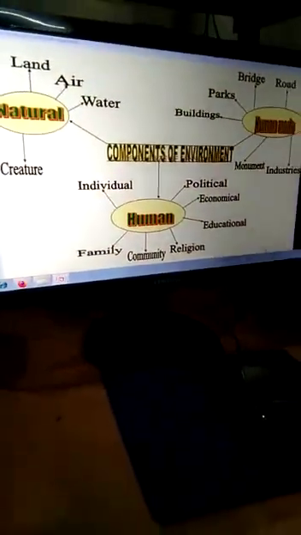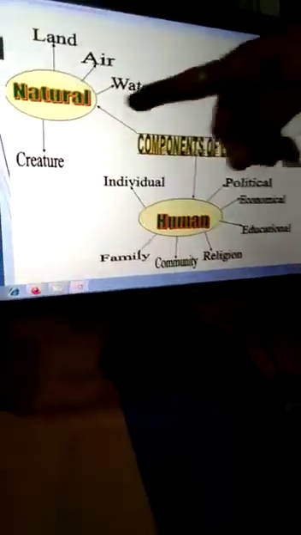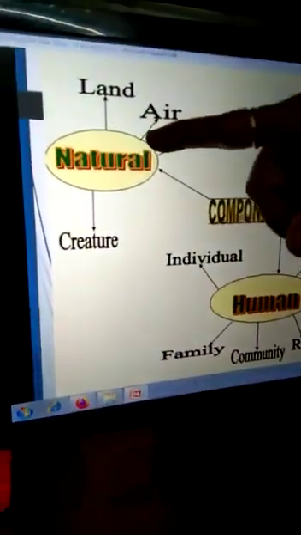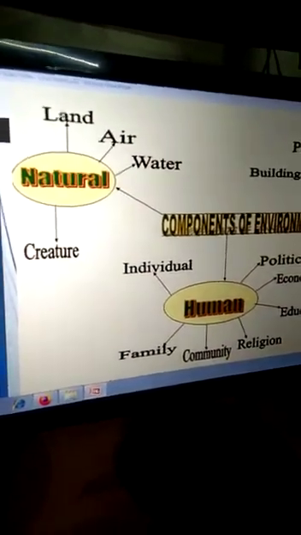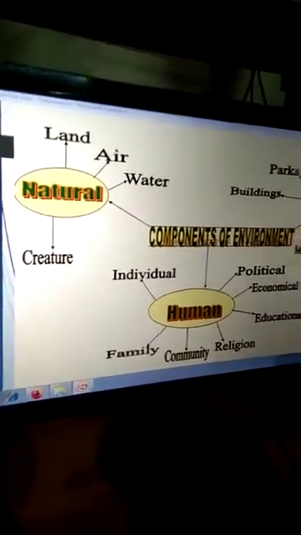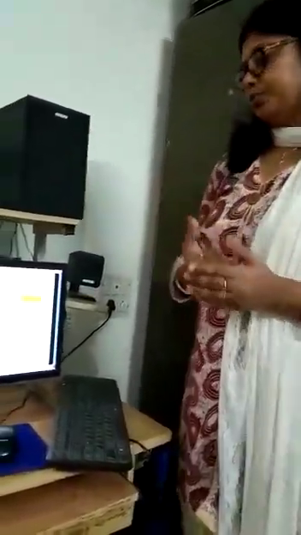So let me first discuss the natural environment. Natural environment is very important. Already I told you before that natural environment can be biotic or abiotic. Whatever we see in our surrounding, that land, that water, that air, that means all three spheres, lithosphere, hydrosphere, atmosphere, and each and every plant and animal, all the living organisms are included in the natural environment. And natural environment can be biotic or abiotic, both.